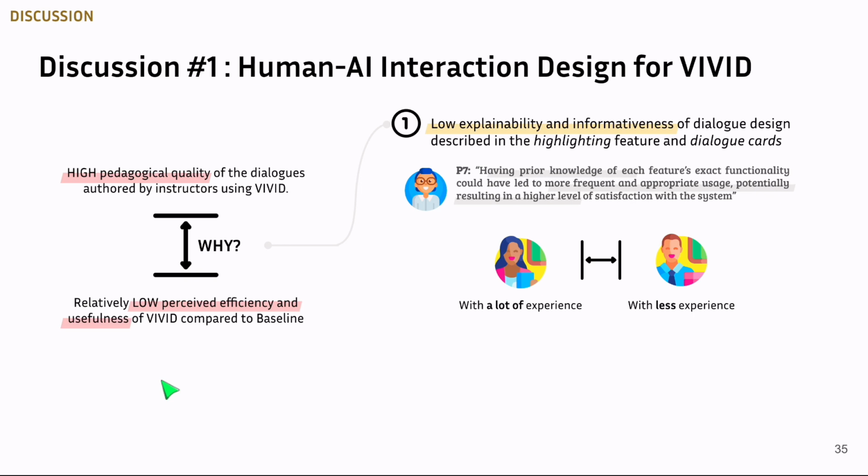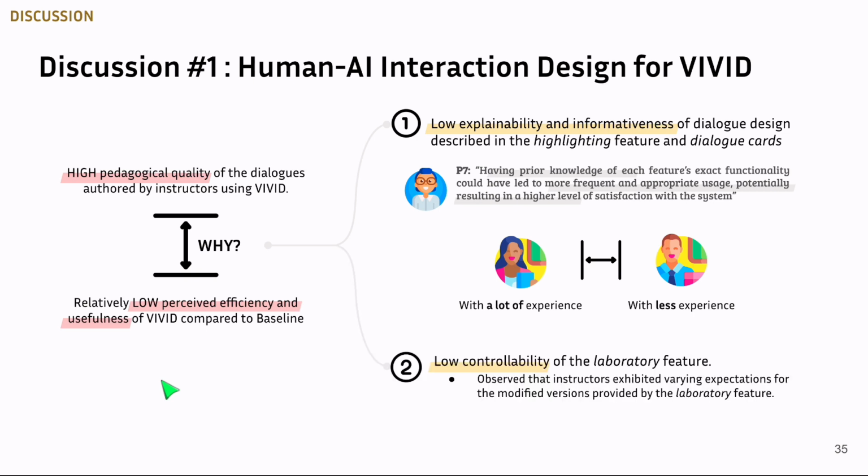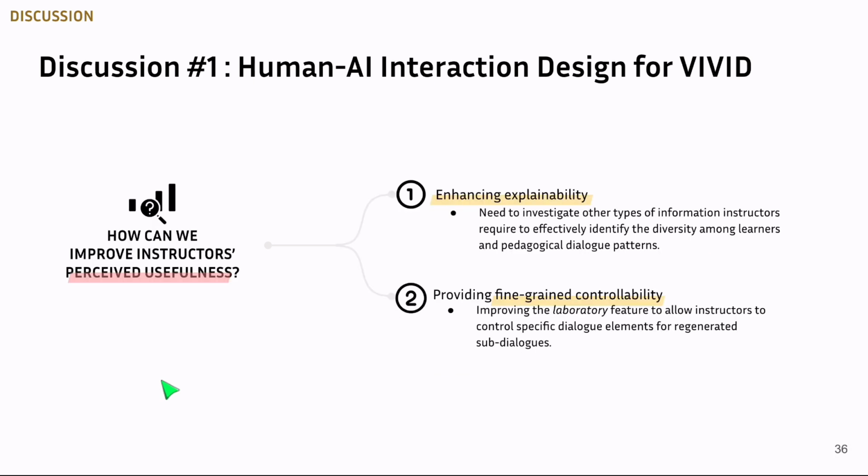Additionally, we observed a disparity in identifying the differences between the understanding levels of direct learners and teaching strategies in the given dialogues among instructors with different levels of experience. We also believe that the perceived utility was low due to the low controllability of our laboratory feature. We observed instructors showed variable expectations for the modified versions provided by the laboratory feature. Thus, we suggest enhancing the explainability of each feature in Vivid and providing fine-grained controllability to instructors.